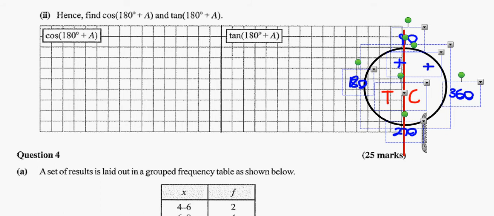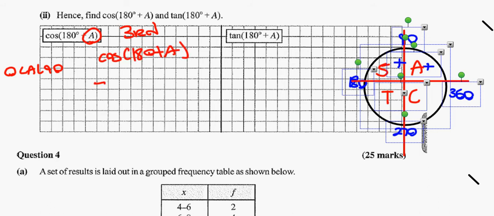Alright, so what we're asked to find next is cos 180 plus A. Okay, so what's happening here is A is acute because it's between 0 to 90 degrees. And because we're adding on an angle to 180 degrees, we automatically know it's located in the third quadrant. And in the third quadrant, cos is negative. So we know that cos 180 plus A is going to be negative, and it's going to be equal to minus cos A. And that's going to be equal to minus 4 over 5.